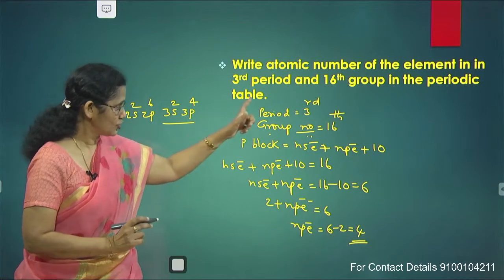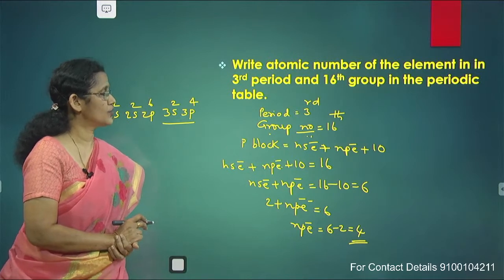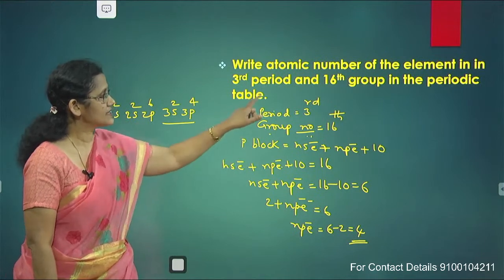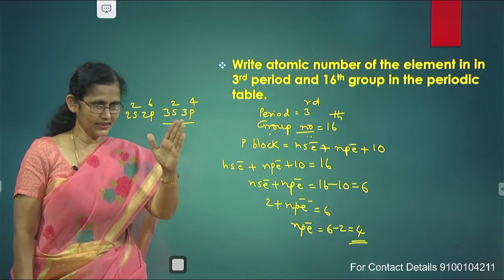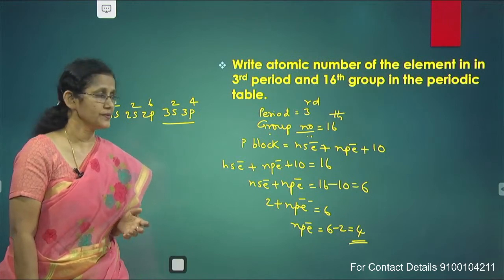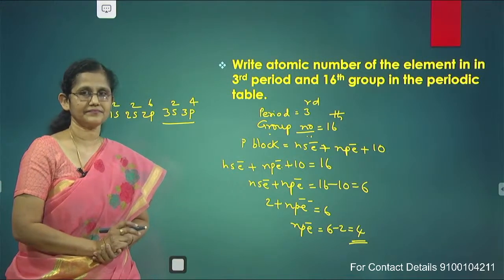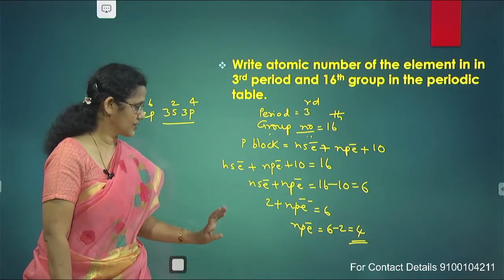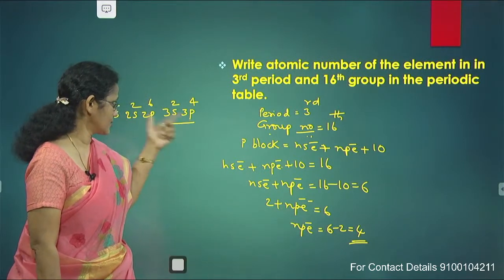So, write the atomic number of the element in the 3rd period and 16th group in the periodic table. How to know the period number? He has given 3rd period. When I say 16th group, we must know that it belongs to p block. From 13th to 18th groups are in p block. So, for p block, how to calculate group number? ns electrons plus np electrons plus 10. S can have maximum 2 electrons, p we have calculated. So, it should be 3s2, 3p4.